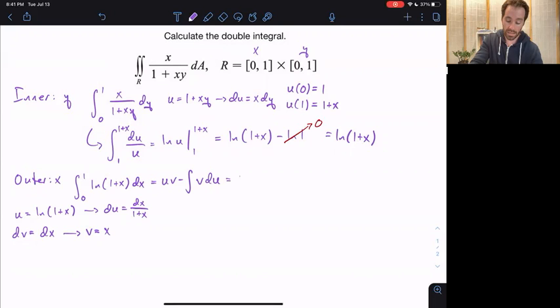uv is going to be x times ln of 1 plus x. That's the uv part. And then the integral of v du. This will be x over 1 plus x dx. The second integral still seems kind of difficult there, but here's a trick.